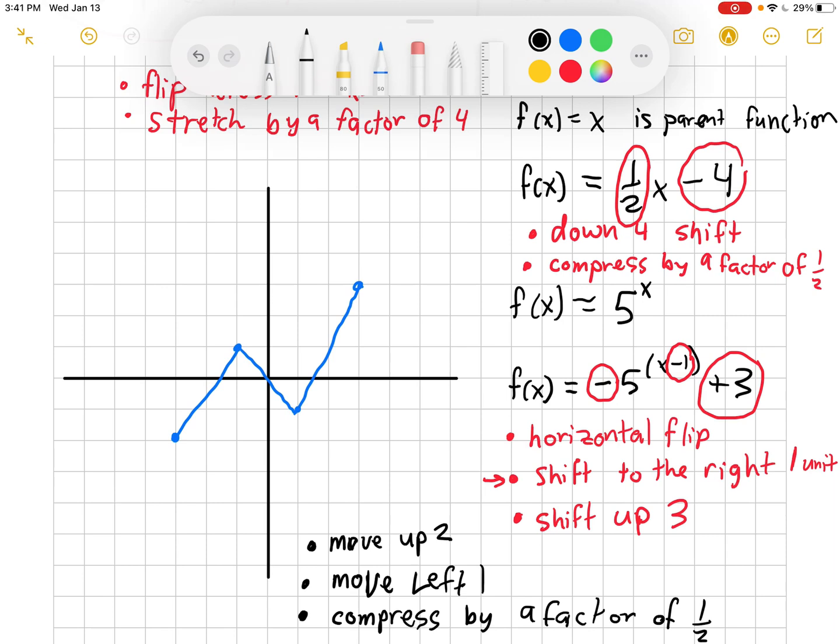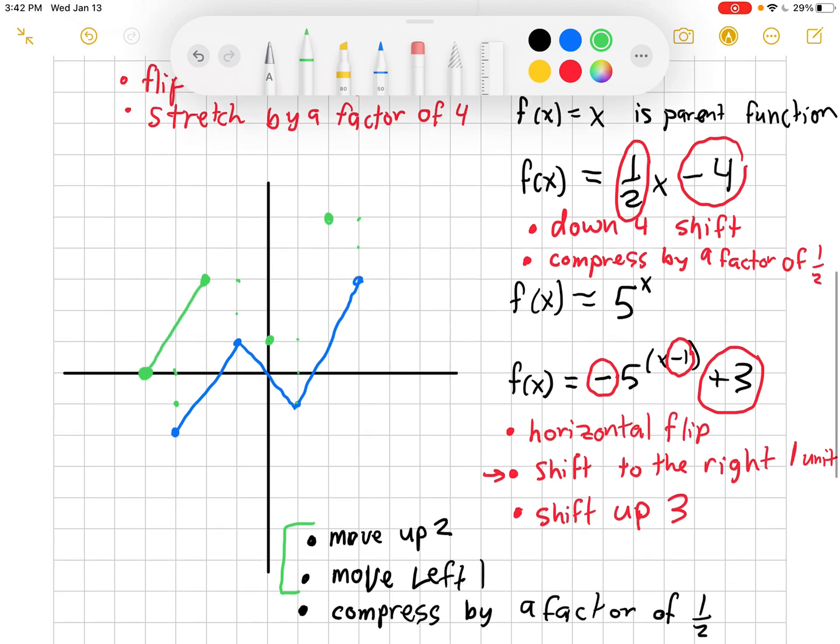So we have 3 different things happening here, and I think it's hard when you have things like this to try to do everything at the same time. So I would probably start with these 2 steps together. I think you can move them together, and then we'll compress here in a second. So let's move up 2 and to the left 1. So there's our new point. Up 2, over 1, up 2, over 1. We can connect those dots.